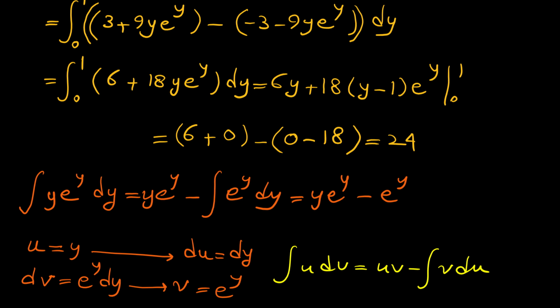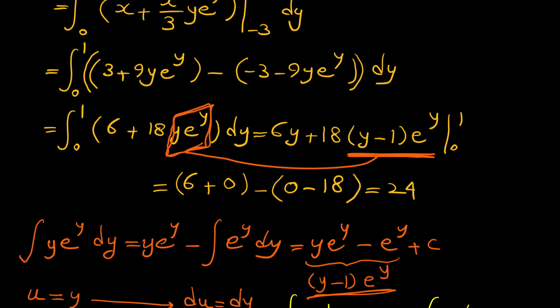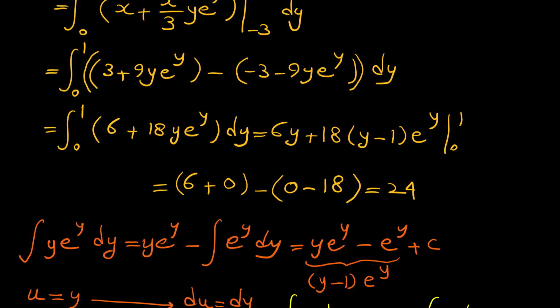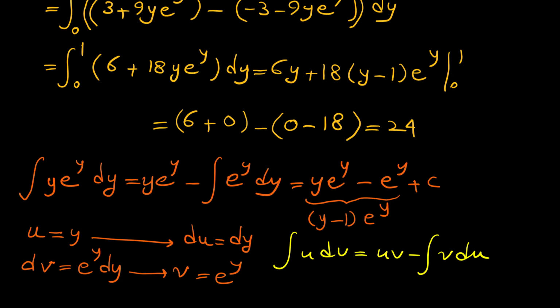And of course we have to write the constant at the end. But if you pay attention, you can write this answer in the form of y minus 1 e to the y. And this is exactly the expression that I wrote for integral of y e to the y, y minus 1 e to the y. It is exactly same expression. But there is easier way for finding simple integrals like this.